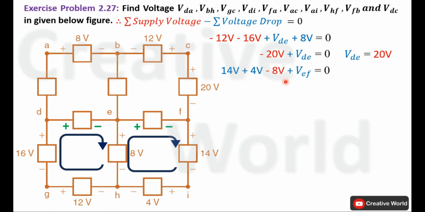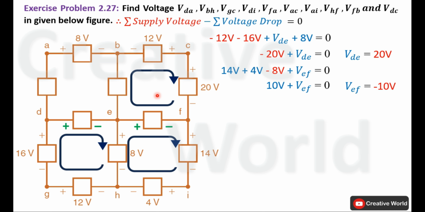Now solve this equation to calculate voltage across this element. Plus 14 volt and 4 volt will become 18 volt. 18 volt minus 8 volt will become 10 volt. Now place this 10 volt on the other hand side of equal to calculate the value of VEF, that will become minus 10 volt. So voltage across this element is minus 10 volt with these defined polarities. Remember, we will not change these polarities through all the solution of this problem. Now move to the next closed circuit. Inside this circuit we have taken clockwise direction of current.